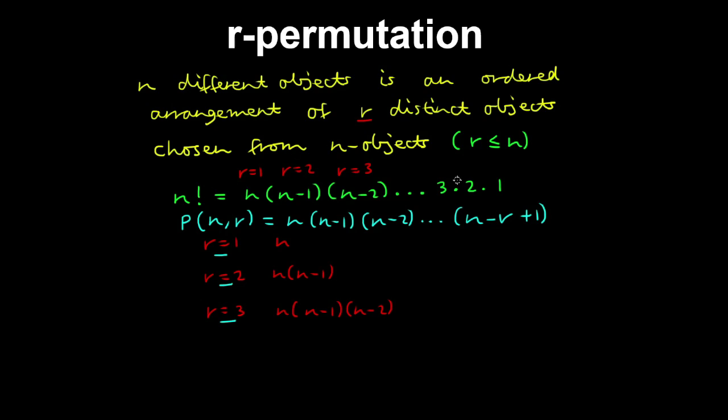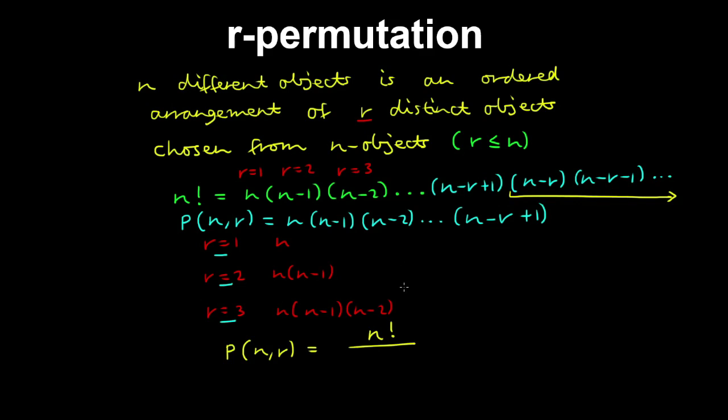So note that in general n factorial can be written as follows. So we have down to n minus r plus 1, and then the next term would be n minus r, and n minus r minus 1, and so on. So therefore the number of permutations of r distinct objects chosen from n is n factorial, and we want to get rid of the terms after n minus r plus 1. So we divide by n minus r factorial, which is these terms over here.